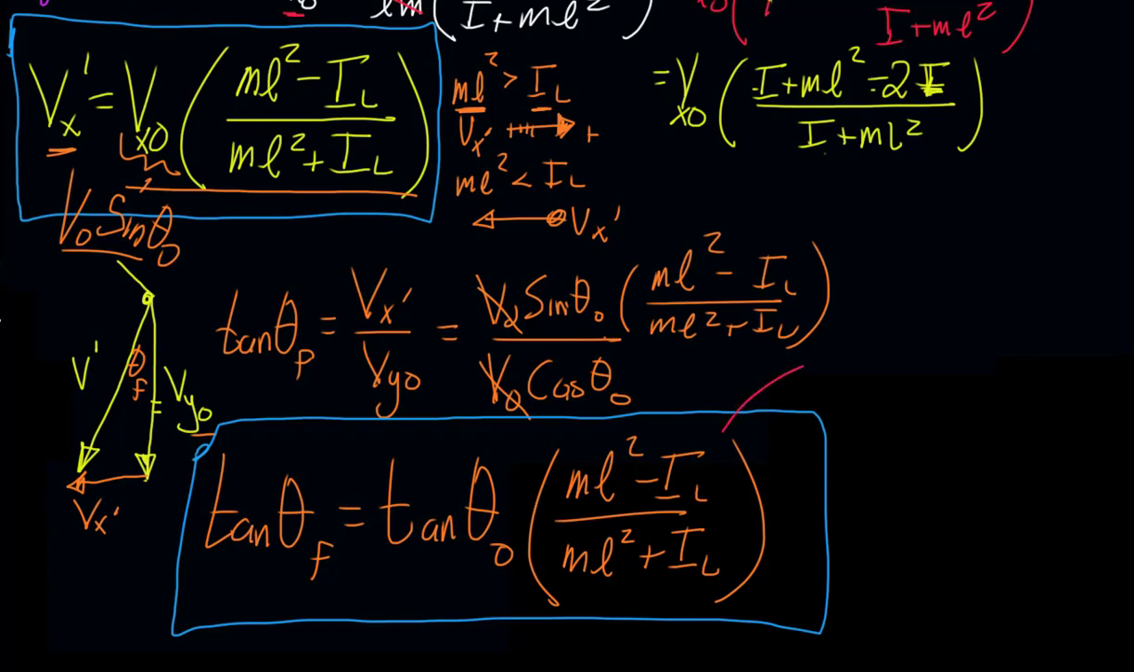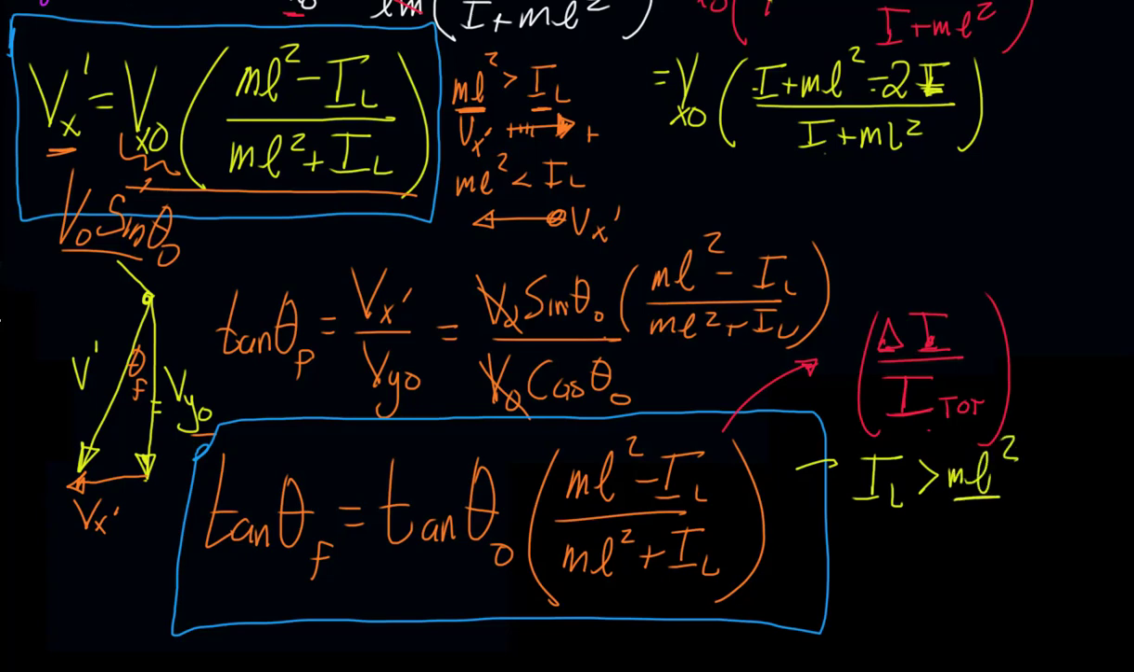This term right here is rather interesting. If we think about it, it's delta I over I total. The difference of the I's involved in the impact divided by the total I's of the impact, and it's unitless. And it's sort of a fascinating modifier. Also interesting, in general, we'd expect IL to be bigger than ml². The bat ought to have a lot more moment of inertia than the small mass that's coming in.